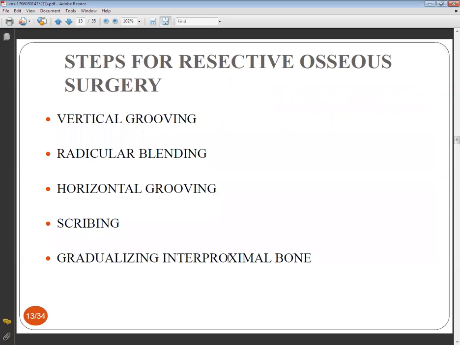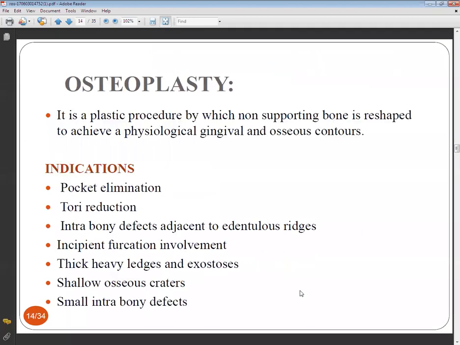So what are the steps in resective osseous surgery? Vertical grooving, radicular blending, horizontal grooving and gradualizing the marginal bone. Vertical grooving, radicular blending, horizontal grooving and gradualizing the proximal bone.